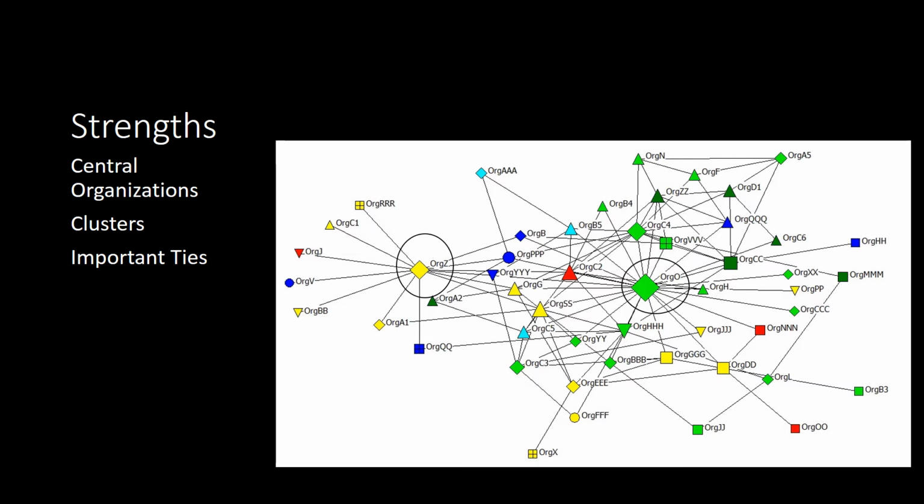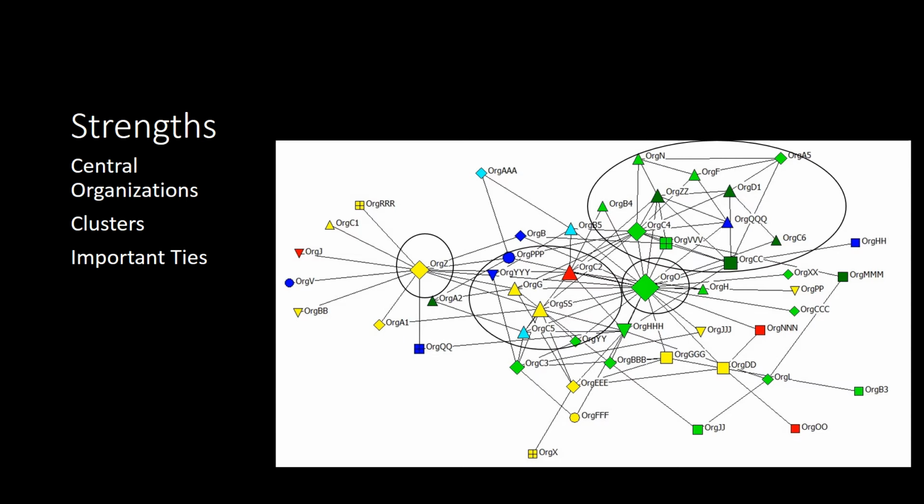A second strength to consider is whether there are clusters. Are there groups of actors with many organizations among them already? Like among the green organizations in the circle. Such clusters suggest groups already working closely together, providing a foundation off of which your network efforts can build.